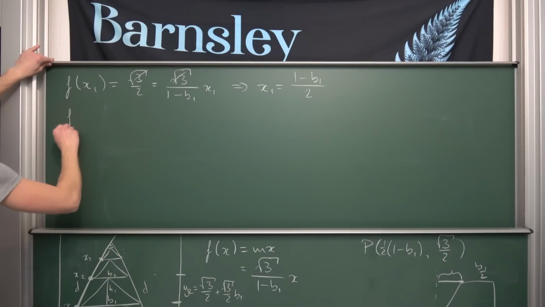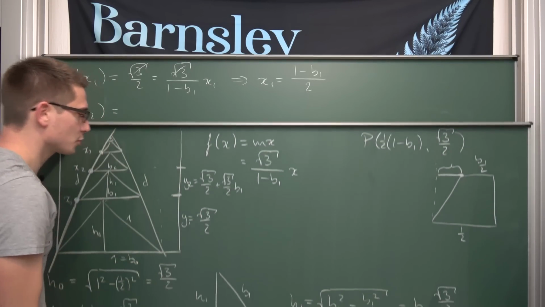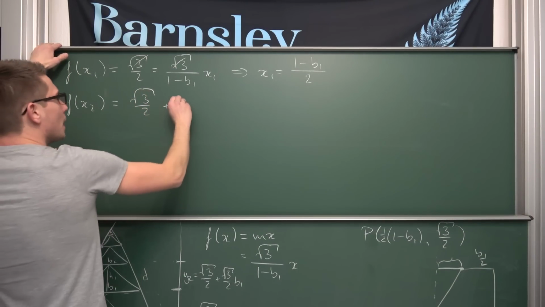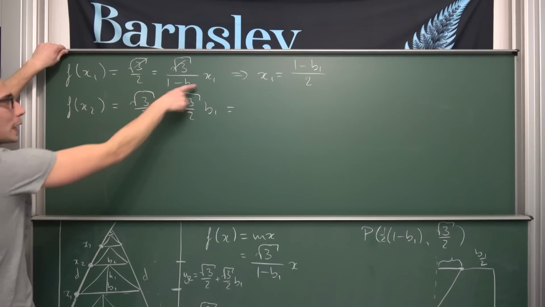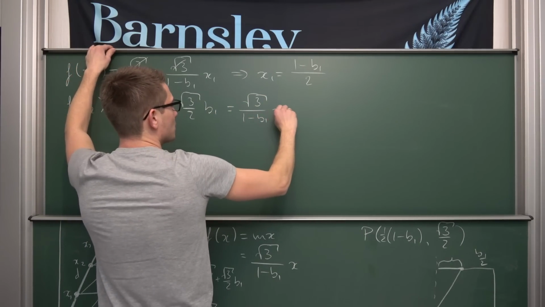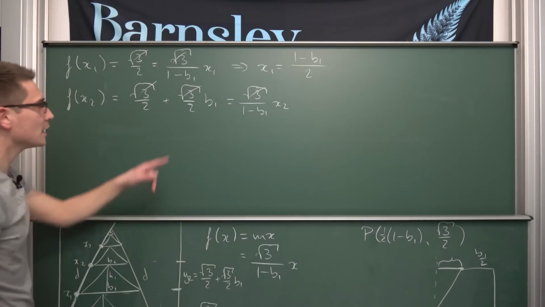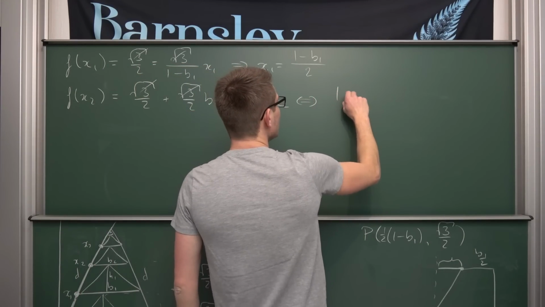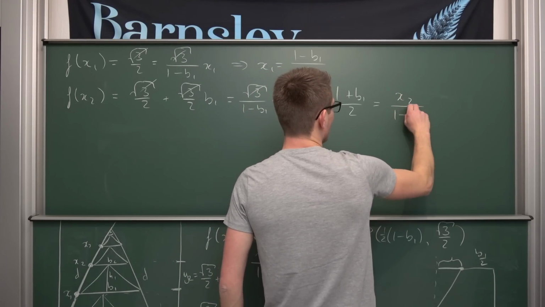Let us go for the second one. f of x2 is going to be, now this is going to correspond to a certain y coordinate, namely y2 in our case, leaving us with square root of 3 over 2 plus square root of 3 over 2 times b1, being hence nothing but, well, just x2 plugged into here basically. So square root of 3 over 1 minus b1 times x2. Now you might notice square root of 3 is a common factor again. We have 1/2 that we can factor out, meaning this right here is equivalent to saying we have 1 plus b1 over 2 being equal to x2 over 1 minus b1.